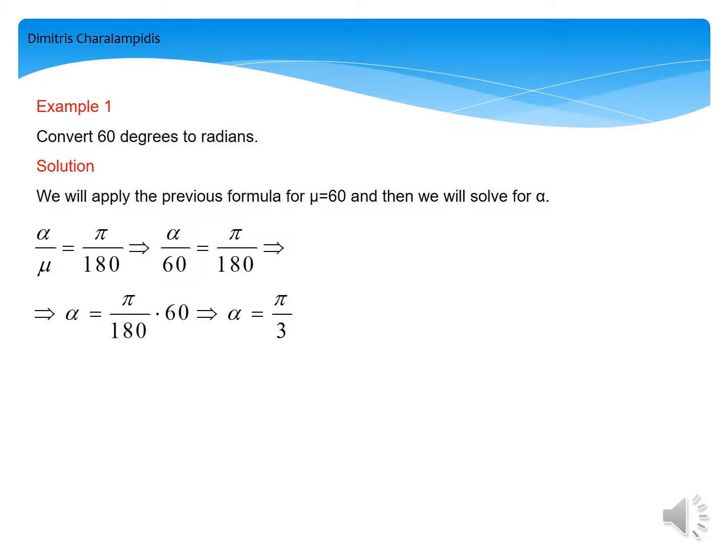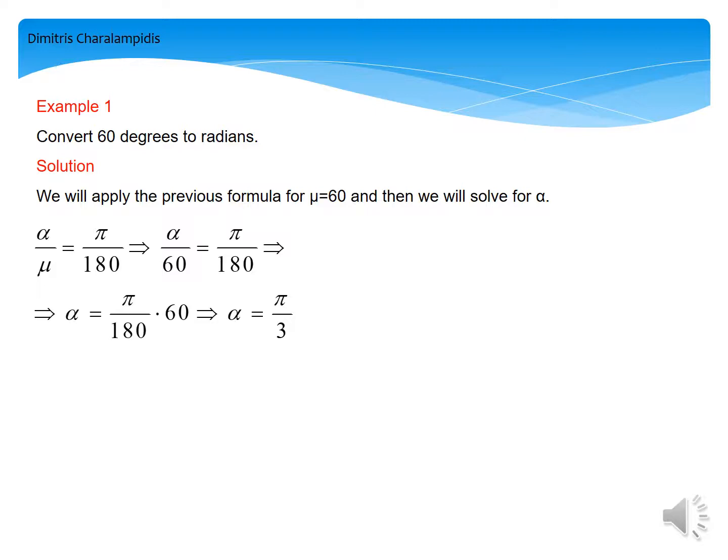Let's now see some examples. First example, convert 60 degrees to radians. What we will do is apply the previous formula for μ equals 60, since we were given an angle in degrees, and then we will solve for A.